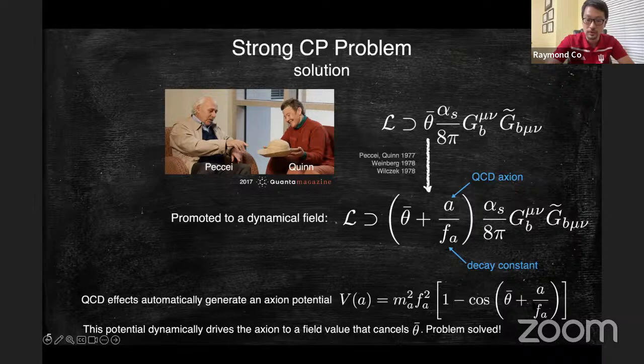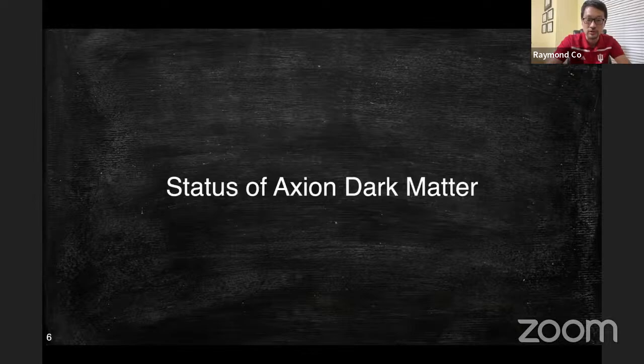And by having a small argument, then this is the lowest point of the potential. But the small argument means that the theta bar plus A over FA combination should be zero. And if this is zero, that means the overall coefficient of the GG dual operator is zero. So in some sense, it is the potential that drives the coefficient of GG dual to zero. And that is the dynamical solution to the strong CP problem. Because overall, if the coefficient is nearly zero, then the EDM of the neutron is nearly zero. So that's how people have proposed to solve this strong CP problem from the QCD axion.